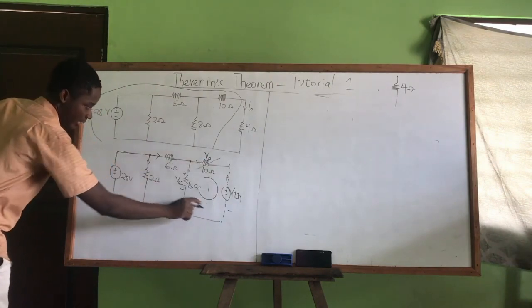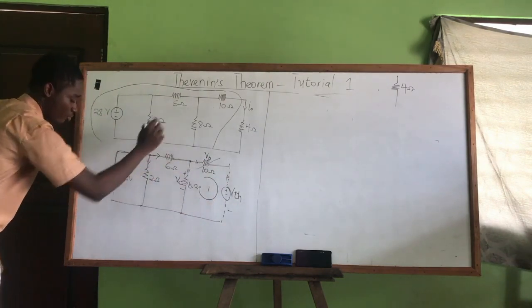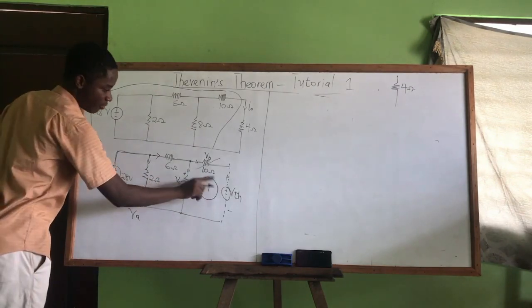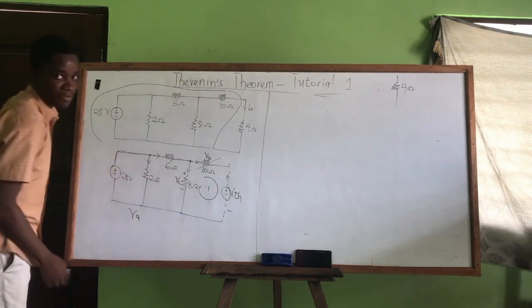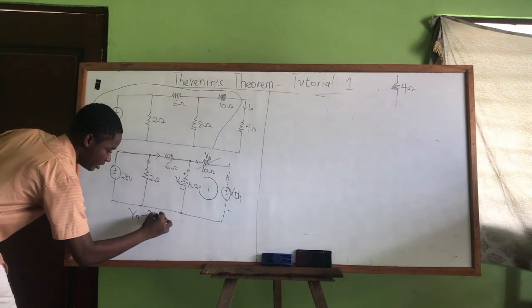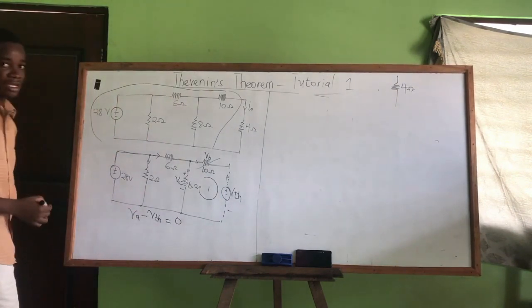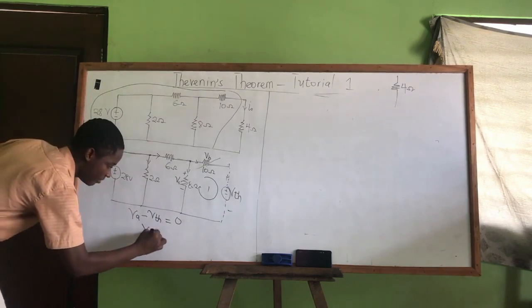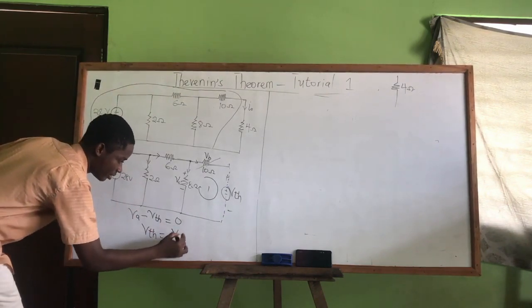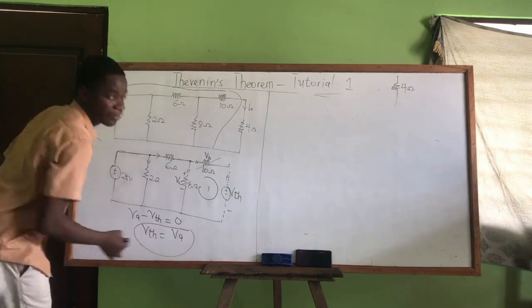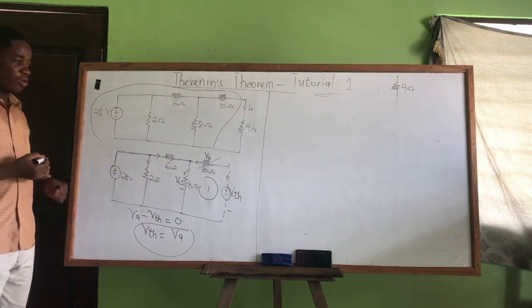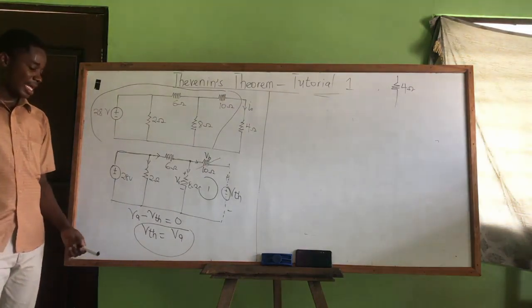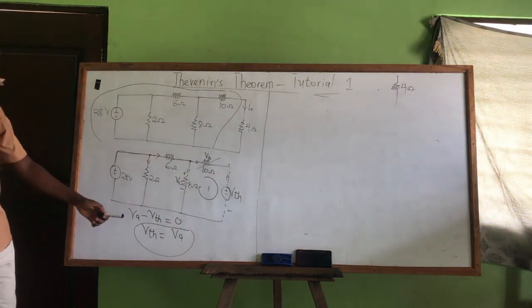In writing our KVL, realize that we move from negative to positive. So I have VA. Now the Vth, I'll move from positive and leave the negative, so I have minus Vth is equal to 0. From here, if I make Vth the subject, my Vth is equal to my VA. So we are using the idea of KVL to calculate our Vth. So we've seen that our Vth value is going to be what?